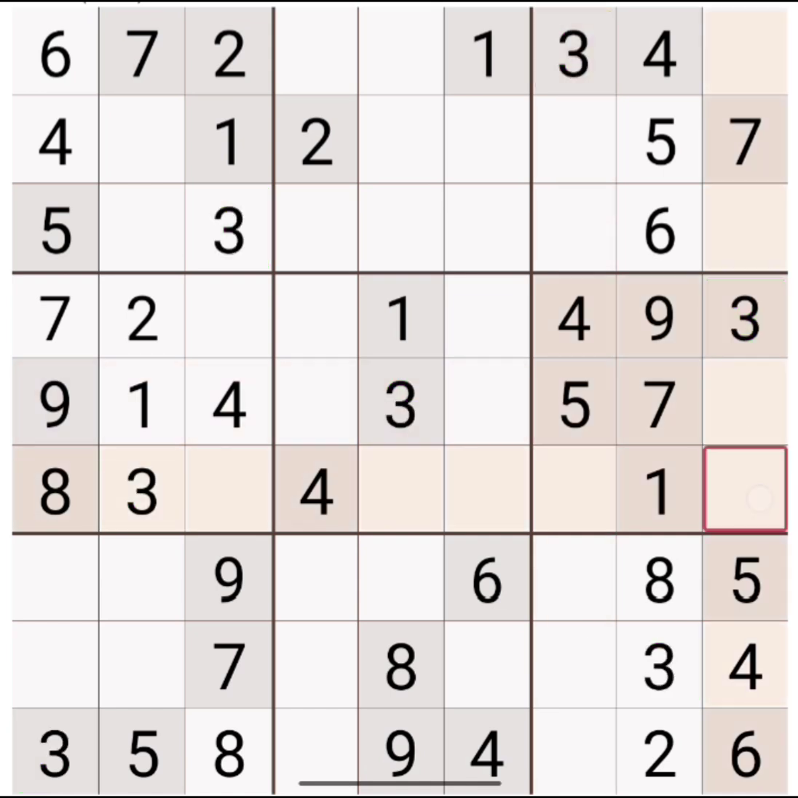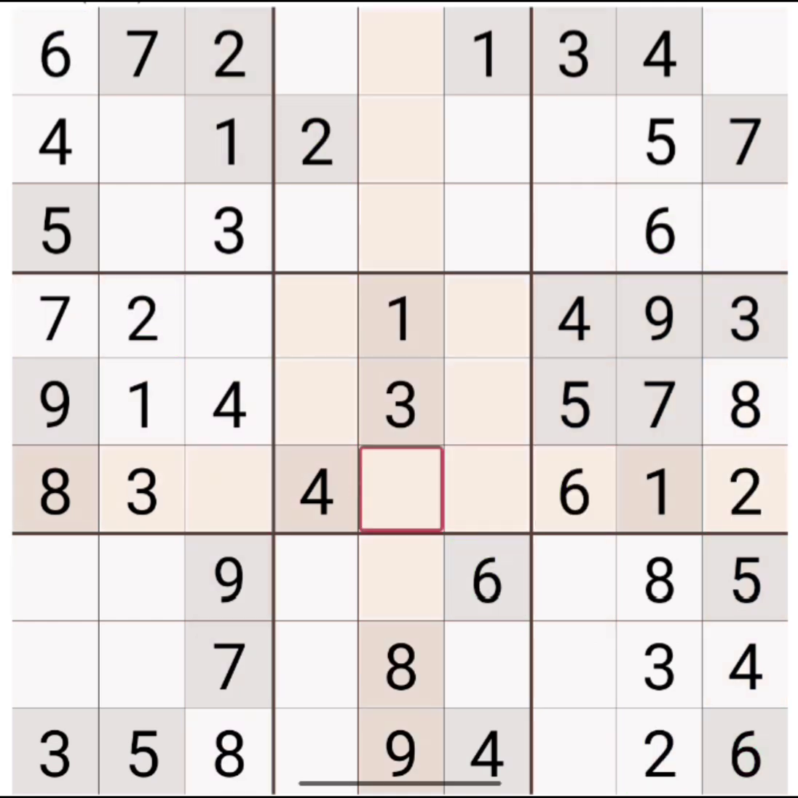Now let us complete this box. In this box, 4, 9, 3, 5, 7, 1 are there. 2, 6 and 8 are missing, but we cannot place 8 in these two cells because 8 is in the same row. So we'll place 8 here. And 2 and 6 are for these two boxes, but we cannot place 6 here because 6 is in the same column. So we'll place 2 here and 6 in this.